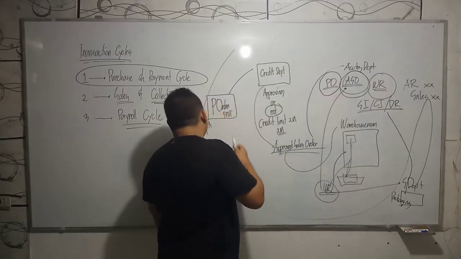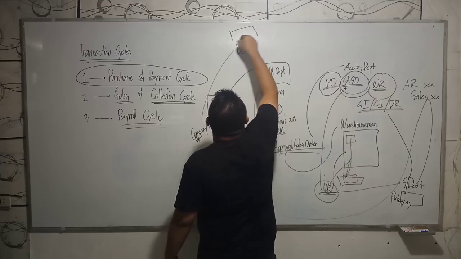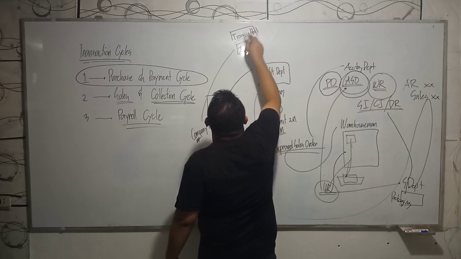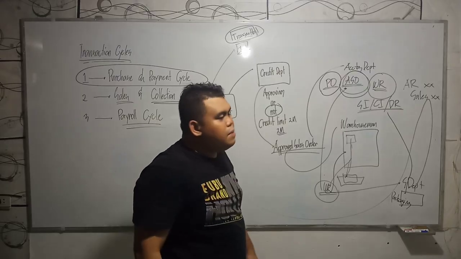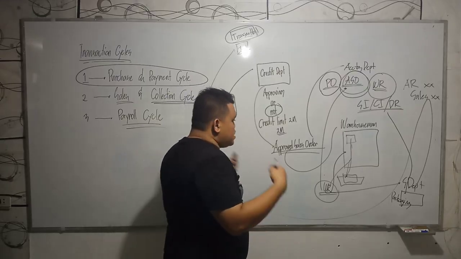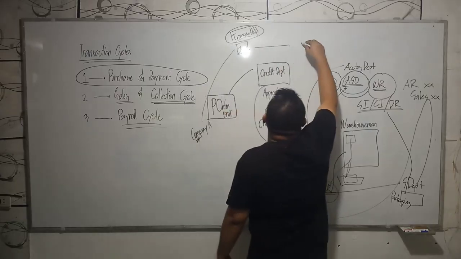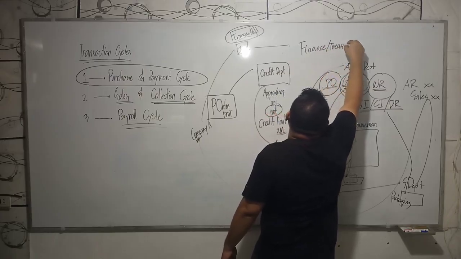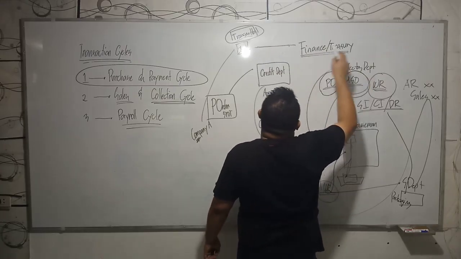Now, after that, let's wait for company A to pay. So, if company A pays, you will receive some check. But normally, there is also a transmittal letter, indicating that we are going to pay 1 million pesos, for example, for the purchased goods with these details and etc. In which this check will go to the treasury or finance. And the finance will now deposit that to the bank.